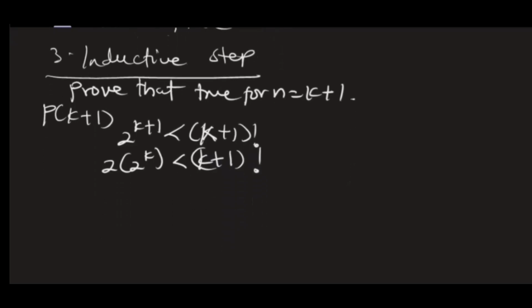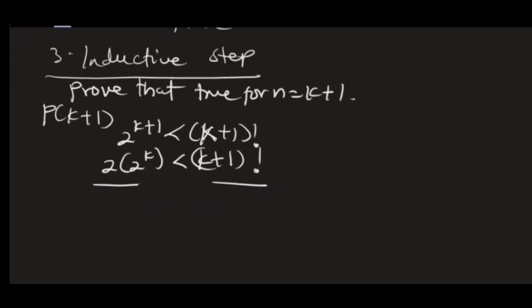Since you are dealing with constants, you can't just tell me that 2 multiplying 2 to the power k is always less than this. No, it doesn't make sense. For that reason, we need to use our inductive hypothesis to make it so clear that this part is indeed less than this part.